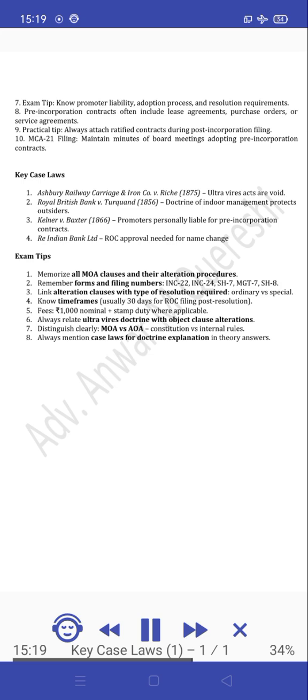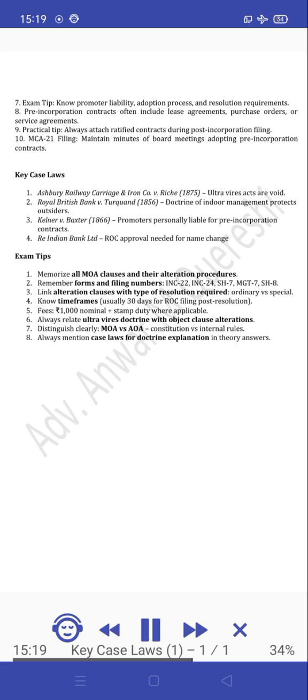Exam tips. 1. Memorize all MOA clauses and their alteration procedures. 2. Remember forms and filing numbers: INC 22, INC 24, SH7, MGT 7, SH8. 3. Link alteration clauses with type of resolution required, ordinary versus special. 4. Note timeframes, usually 30 days for ROC filing post-resolution. 5. Fees. 1,000 rupees nominal plus stamp duty where applicable.